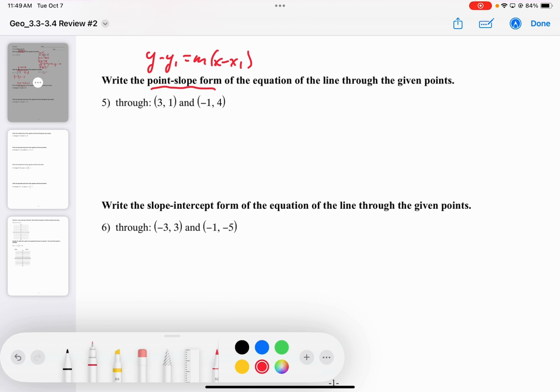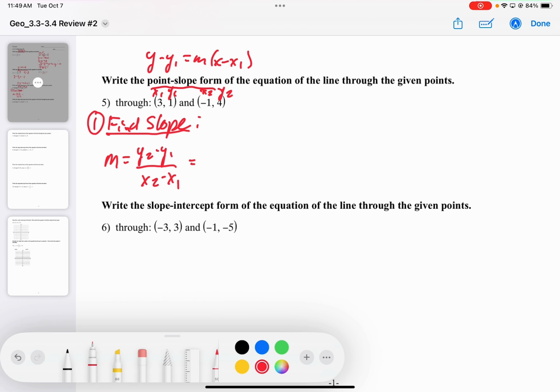Right. Let's plug in those points into y2 minus y1 over x2 minus x1. So find our slope. That's step 1. Find slope. All right. So I'll write it: y2 minus y1 over x2 minus x1. Okay. We can label. So x1, y1, x2, y2.